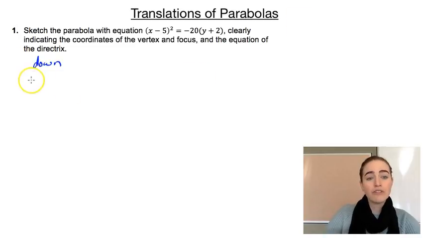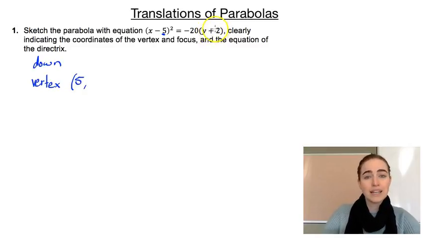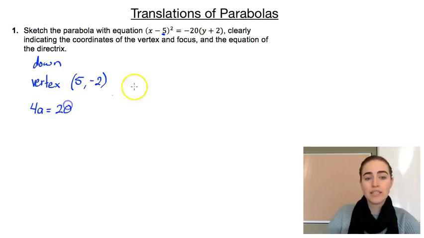is that it's going to be concave down, so we'll just write that. Then we can read off our vertex. So our vertex is going to be 5, because there's a 5 there. And this one here, that's a plus, but in our formula it was a negative, so that means the y coordinate of our vertex would be minus 2. Then we can use this term here to find our focal length. So we know that that term is 4a equals 20. That negative just tells us that it's concave down. And then that means that a is equal to 5.